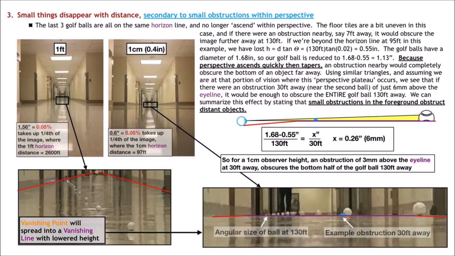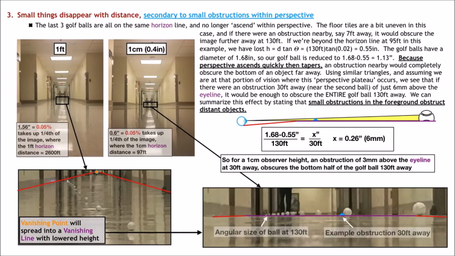We calculated that the amount of the golf ball that would be missing at 130 feet, just from diffraction, would be roughly 0.55 inches of loss, and that would give us a golf ball roughly 1.13 inches tall. That's why I've cut off the bottom of the golf ball in the diagram. So that's what we're looking at.